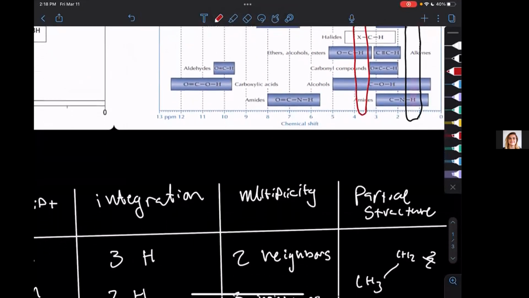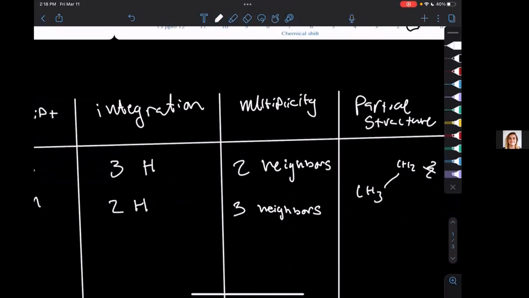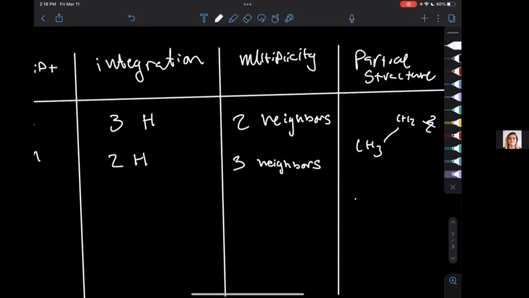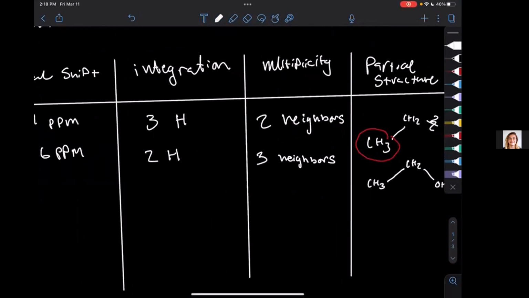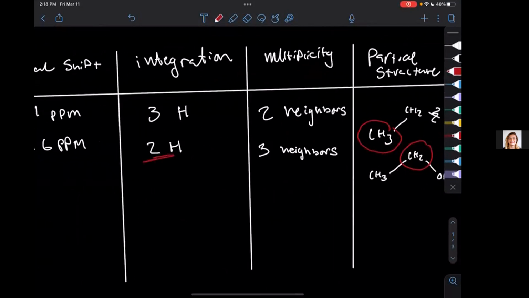So I'm going to wait for this partial structure, even though it's likely that it's going to be kind of in the middle here. So I'll circle this one because that's where that one is. So we're looking, it looks like it's going to be CH3. Here's our CH2. And then maybe we're looking at an OH over here. So we're looking at this one, because we know it has 2 hydrogens and 3 neighbors. So here it has 2 hydrogens and it has 3 neighbors.